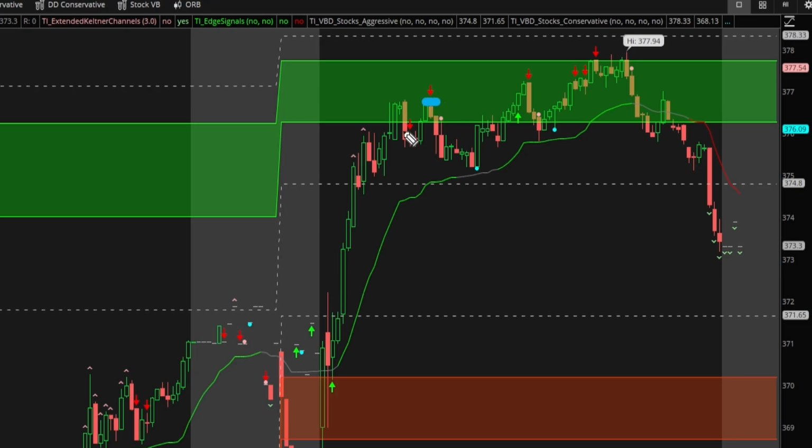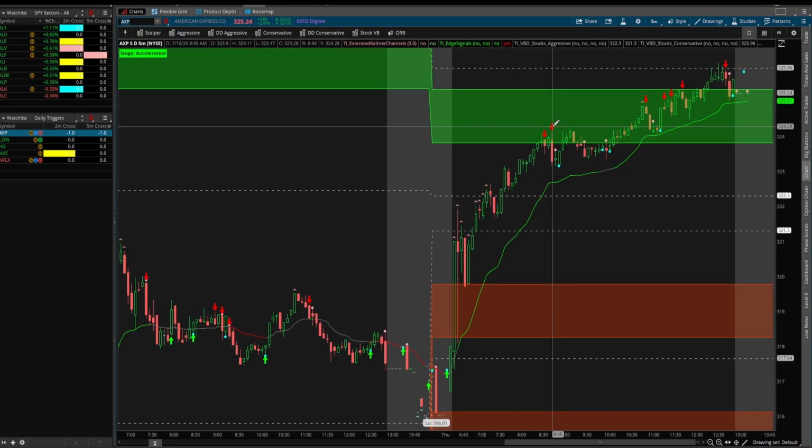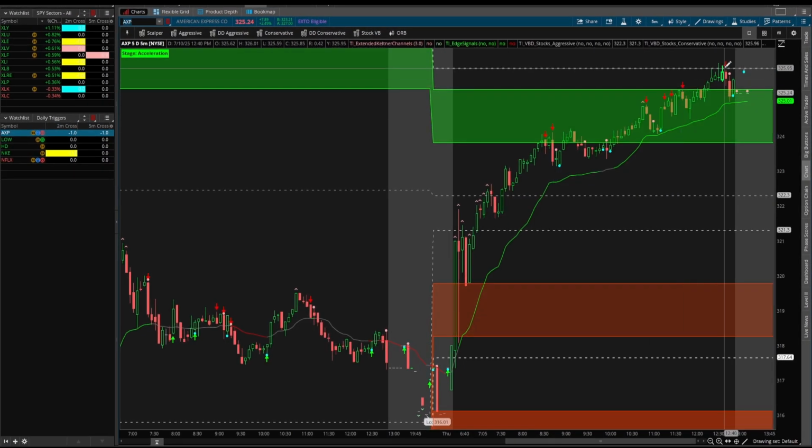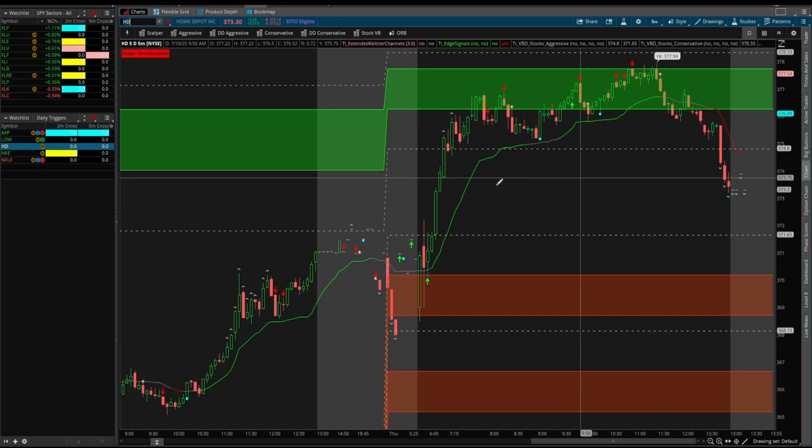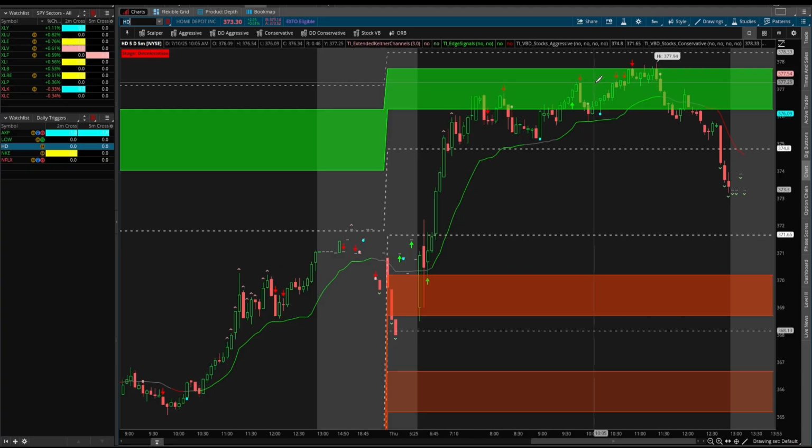Along the way we had 1, 2, 3, 4, 5, 6 different edge signal confirmations. Now what's interesting is in American Express, we had 1, 2, 3, 4, 5, 6, 7 edge signals as well, but the entire time we're seeing that is while we're forming new highs, and the new highs here look a lot better than the new highs inside of Home Depot. Now, I think a lot of this might be after the fact thinking as well.